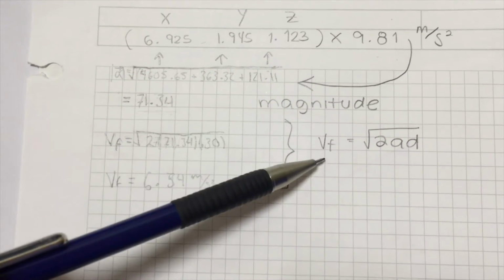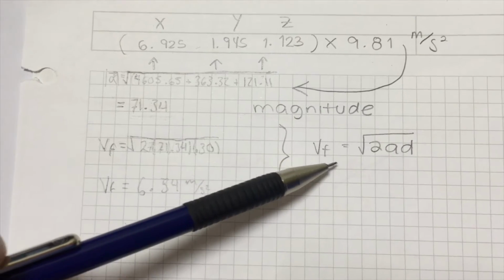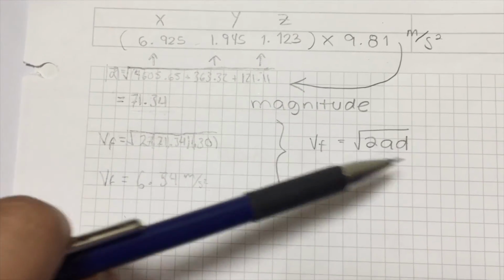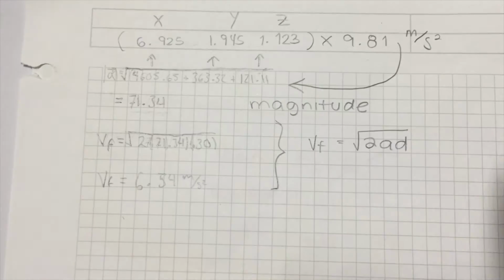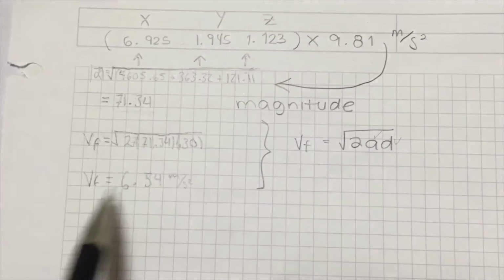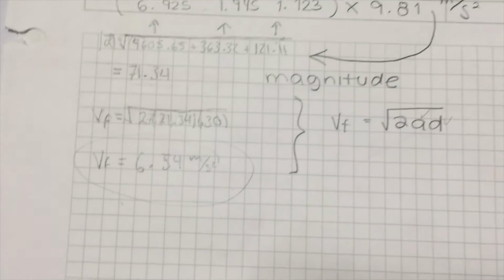And then finally, to know the final velocity, we substitute here in this formula. Now we have the acceleration and the distance. We substitute and we get that this is the final velocity.